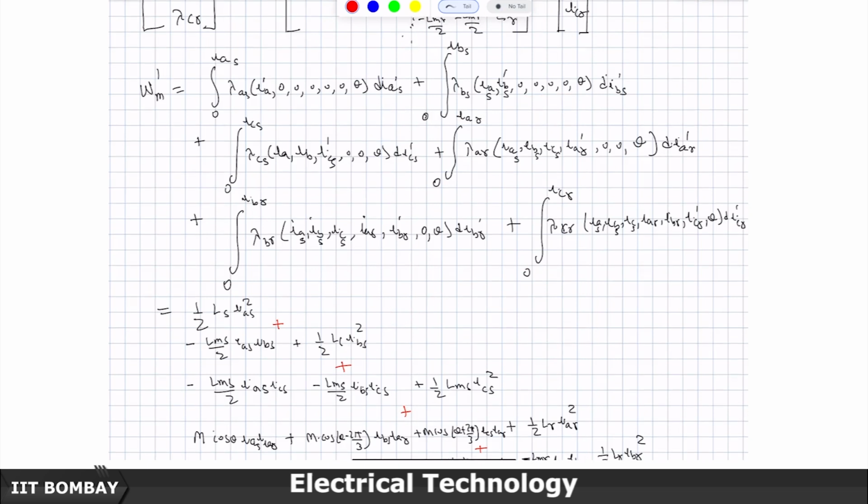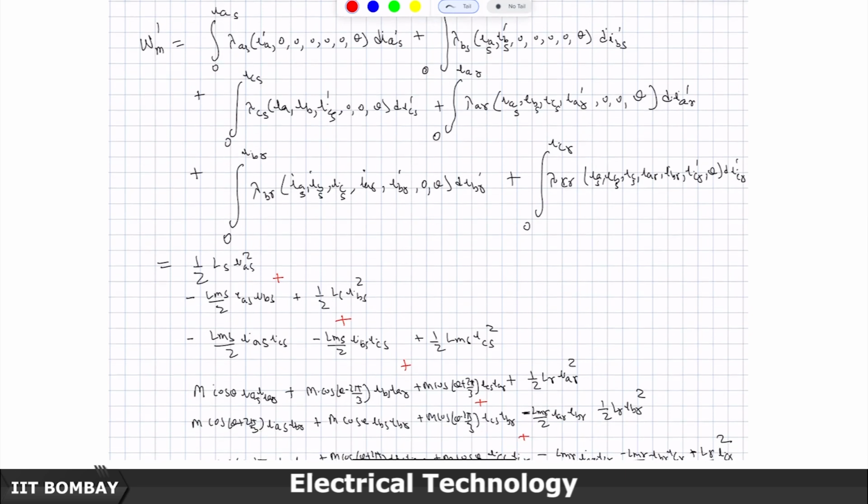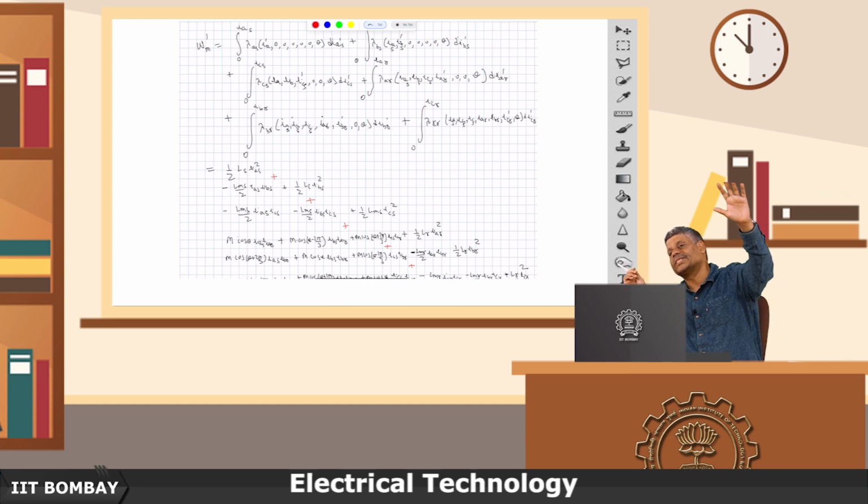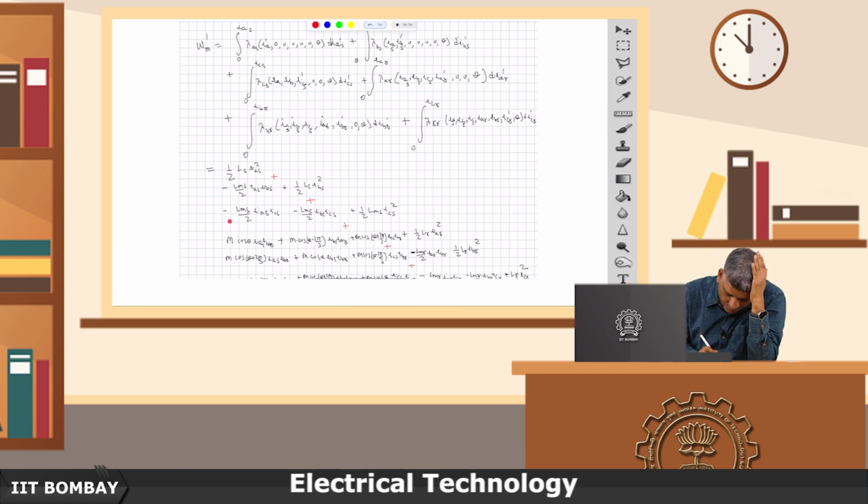Then you come to the third expression in this coenergy expression, which is the flux linkage associated with the C phase winding. In that case you will have a term which corresponds to the self inductance of the C phase winding of the stator. And because the A phase currents and the B phase currents have reached their respective designated values, you will have two terms coming from them.